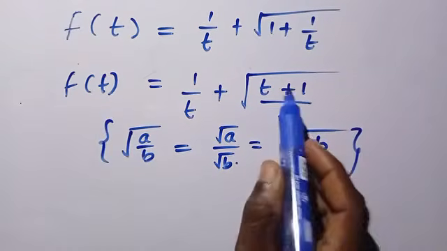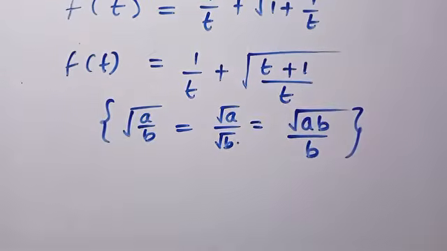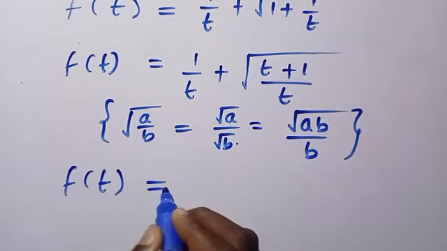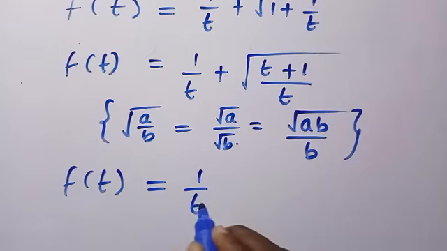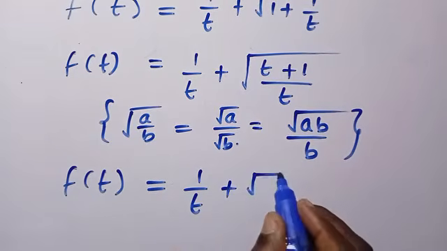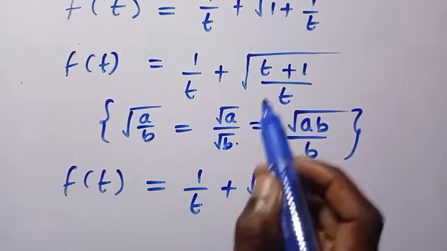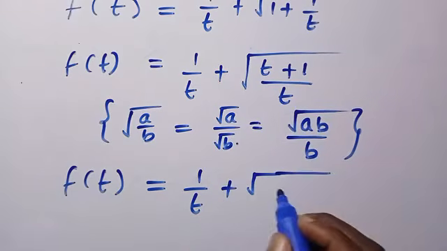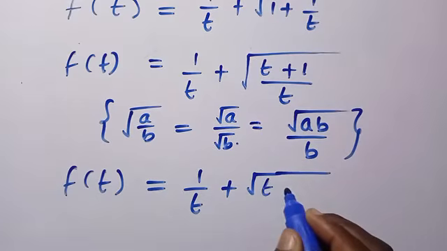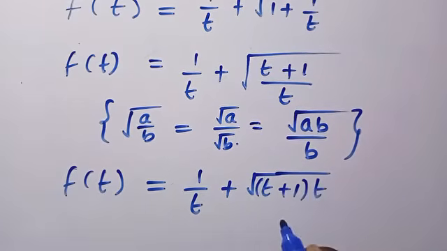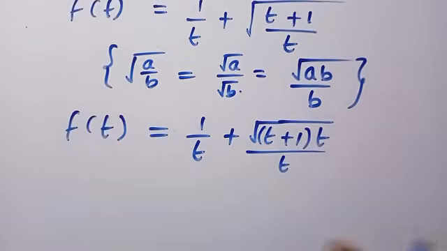And by applying this one here, we are going to have f of t equals 1 divided by t plus the square root of, if our b here is given as t and the whole of a is t plus 1, then we are going to have t plus 1 multiplied by t, all divided by t. So this is what we are going to have.